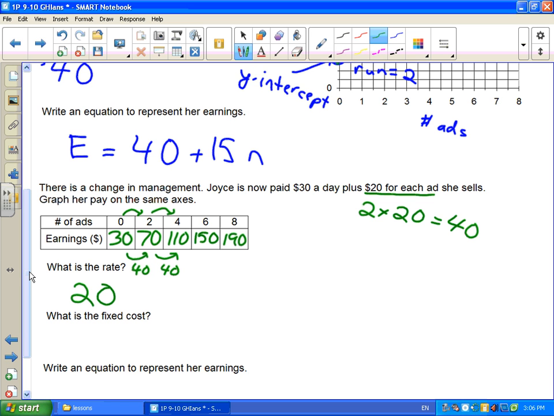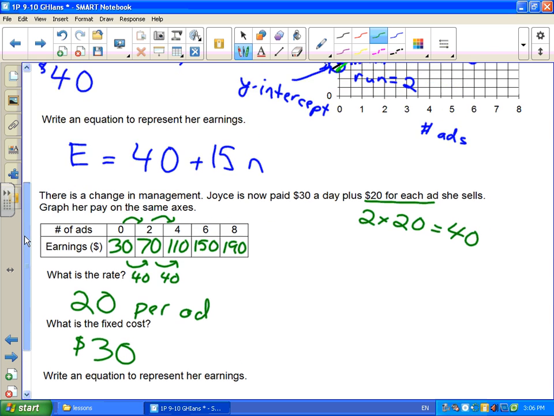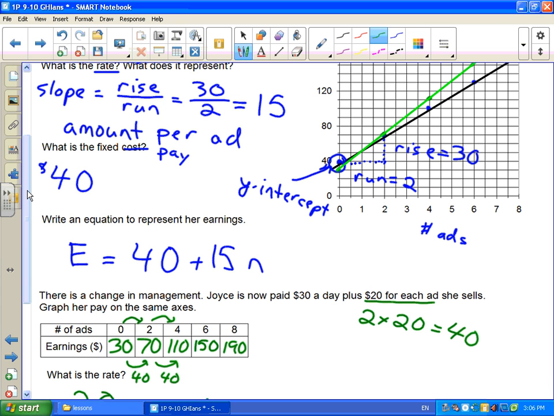What is the fixed cost in our new question here? Well, it's now $30 a day. So it's $30 here. This is $20 per ad. Okay? Notice that this one starts a little bit lower down for its intercept. It starts at 30 instead of 40. Okay?